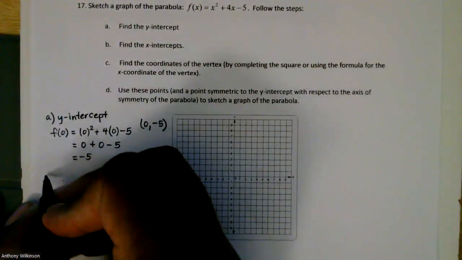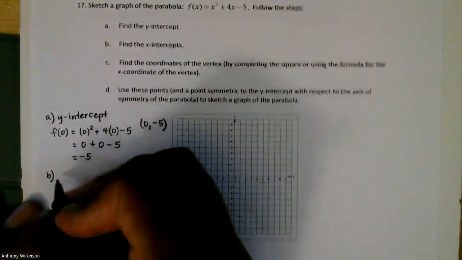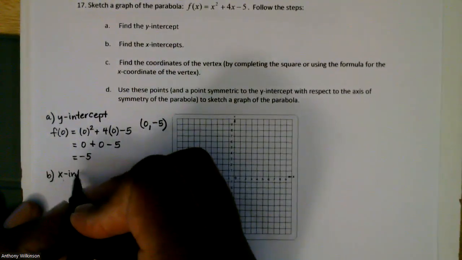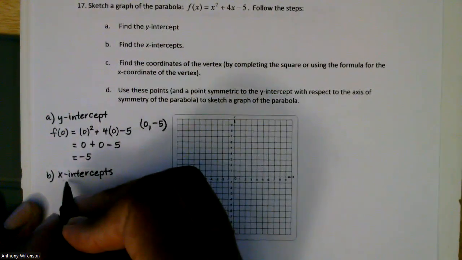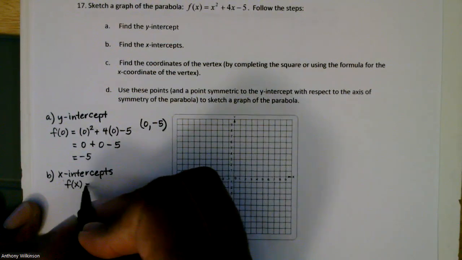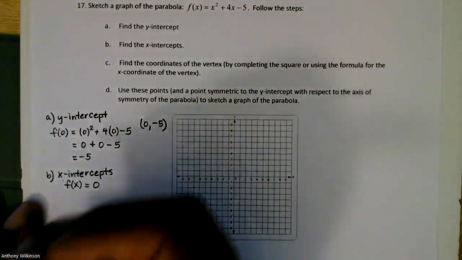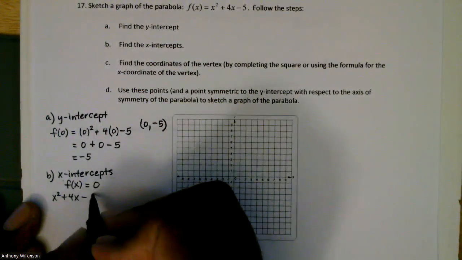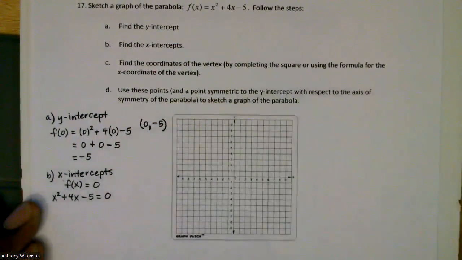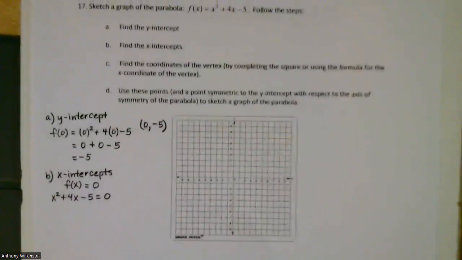Now part B is finding the x-intercepts. Those are the points where the graph crosses the x-axis. So in this case, you set f of x to be equal to 0. And f of x is x squared plus 4x minus 5. We set that equal to 0. And then we factor that quadratic part.